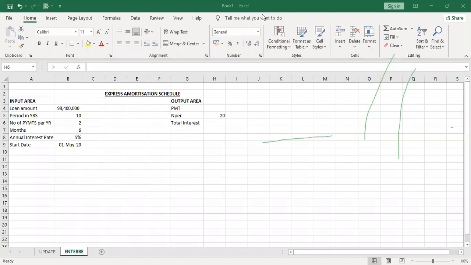Can we proceed, coordinator? Yes. Good. Now, we go to the computation area. Leave some space, move downwards, and go to cell A12. Type computation area. A12, we type computation area.